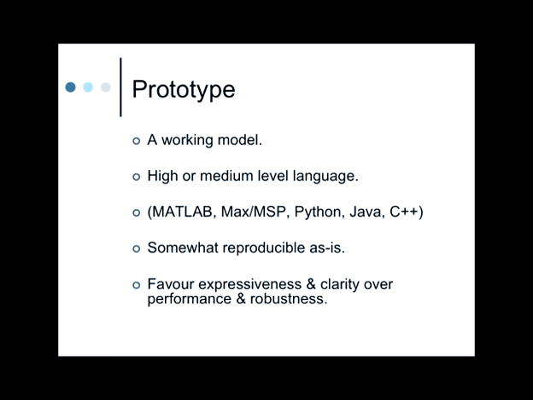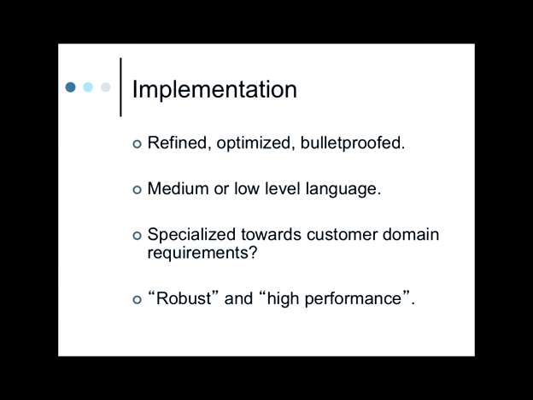Now, if you are building a prototype, then really the code you're writing should be about expressing your idea clearly for yourself, for other people in academia, and for anyone in industry who you might be hoping is going to use it. I'll say a bit more about that later. Implementation stage, it's more refined, it's strengthened, it's going to be built in a medium or a low-level language, very often C++ or Java, but not necessarily. It's also going to be specialised towards the customer's domain requirements, which I'll say a bit more about later.